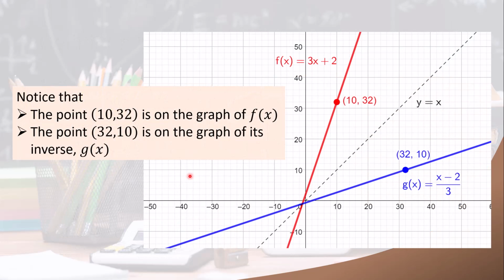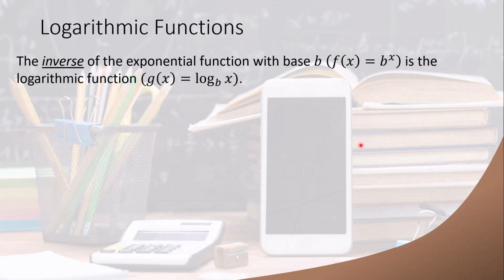Okay, but before we get there, notice here we have the graph of f, the linear function we talked about, and the graph of its inverse. Notice that the point (a, b), (10, 32), is on the graph of f. The point (32, 10) is on the graph of g. Furthermore, notice that this line y equals x basically splits right between the graphs of f and g. So we can say that the graph of f and its inverse will always be symmetric about this particular line. And this brings us up to the idea of a logarithmic function.